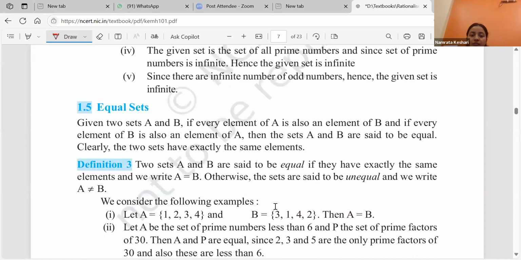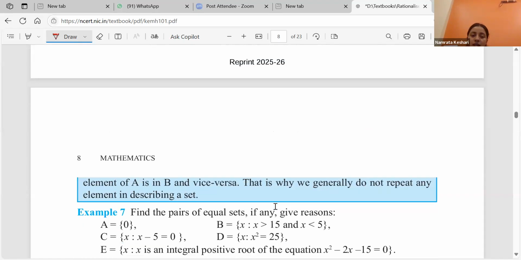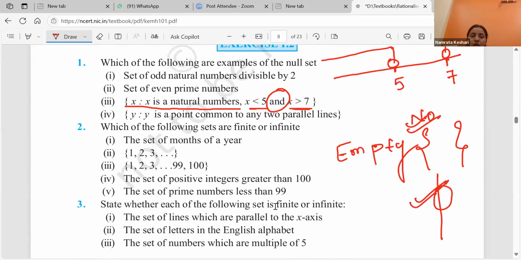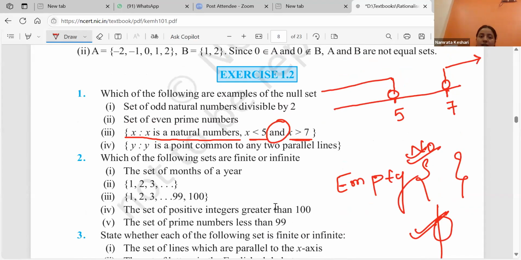Now here one by one we will be checking whether the sets are empty sets or not. Empty set discussion we started in the last class only, but we have not done any question. Today we can discuss questions from here. Then finite set, infinite set. Okay, the types of sets.